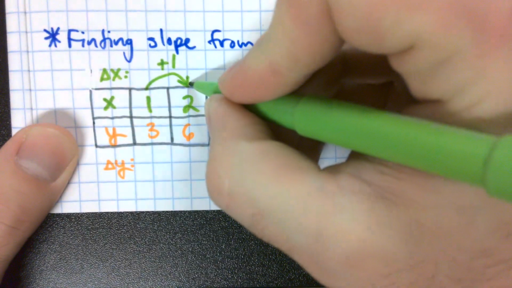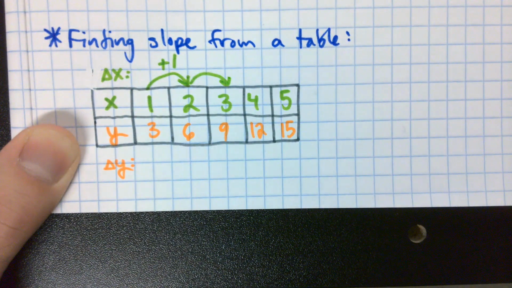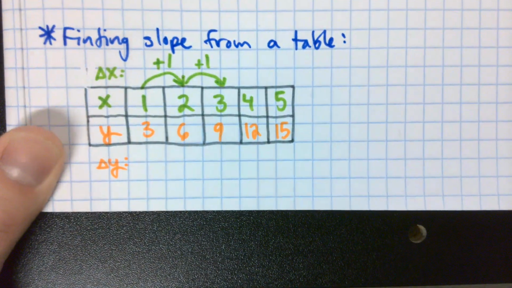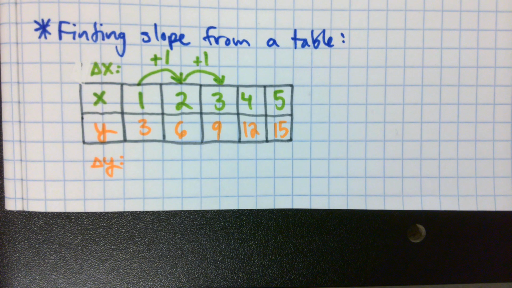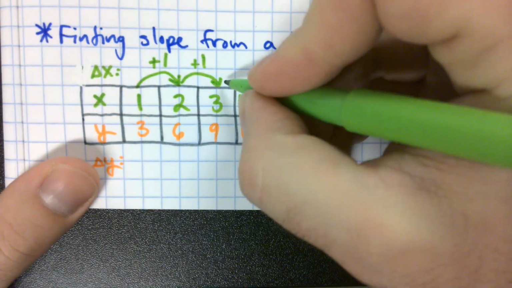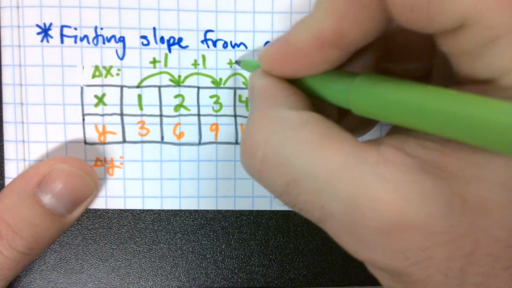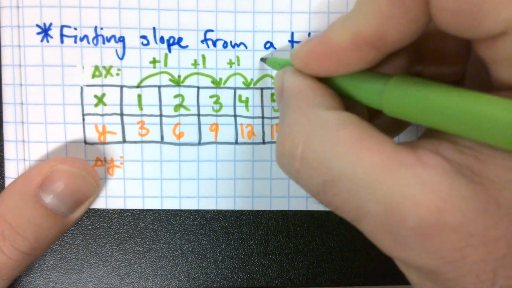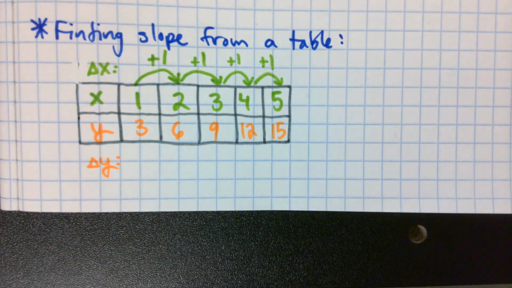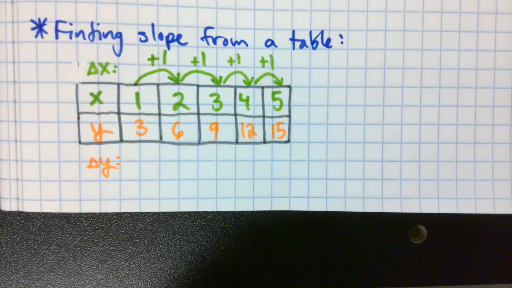How do we get from 2 to 3? Plus 1. But what about from 3 to 4? Plus 1. And 4 to 5? Plus 1. That is a nice constant change.